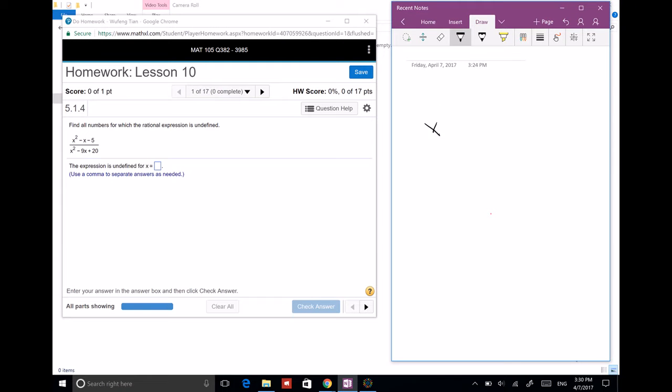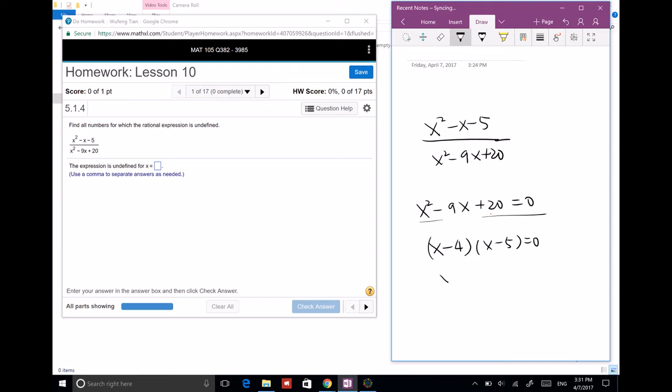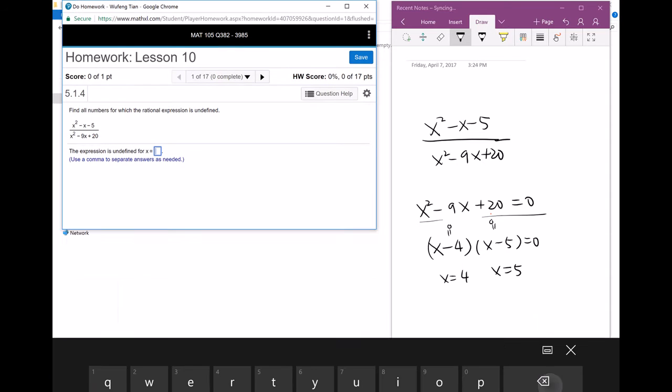So first question, x squared minus x minus 5 over x squared minus 9x plus 20. It asks when the rational expression is undefined, which means x squared minus 9x plus 20 equals 0. Whenever the denominator equals 0, it is undefined. So we solve this. Factor: x minus 4, x minus 5 equals 0. So x equals 4 and x equals 5. Each factor equals 0 gives you x equals 4, x equals 5. Okay, so that's how you do the first one.